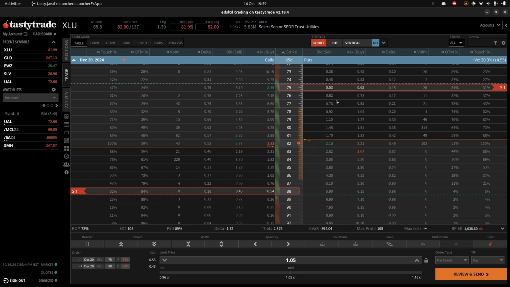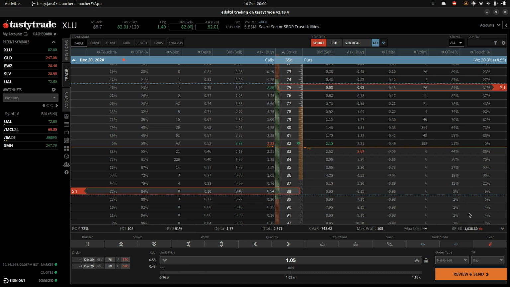And of course, we wanted a high probability of profit. And if we look down at the bottom left, we've got a probability of profit of 72%. Anything over 50% is a high probability of profit. And if we want to get out of this position at 50% of max profit, we can do that. And we've got a 90% chance of being able to do that. So very, very high probabilities. This is a beautiful trade.